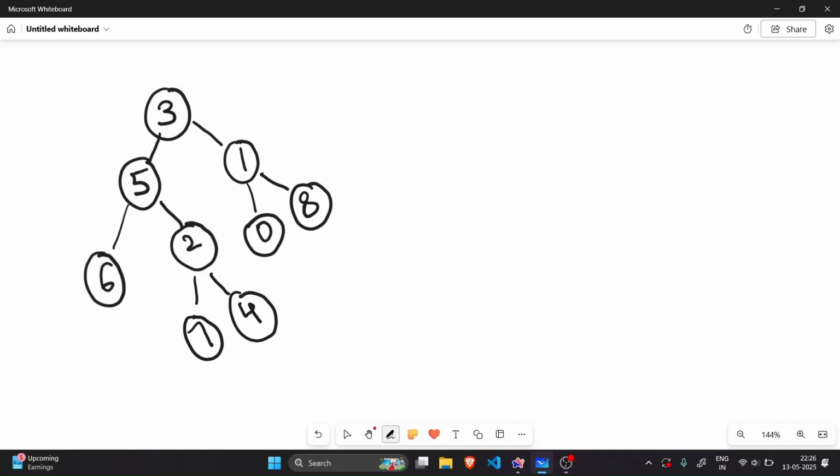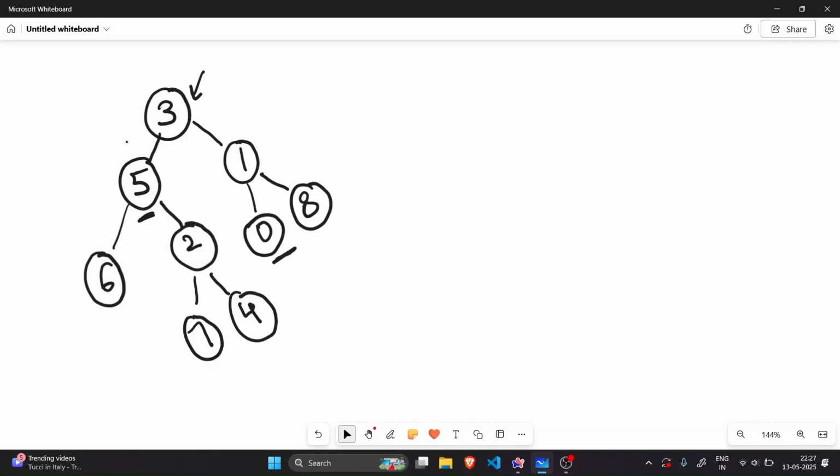Let's consider 6 and 4, these two nodes. For these nodes, the lowest common ancestor would be 5. If we consider all of the ancestors for this node, it would be 5 and 3, but the lowest common one would be 5. Similarly, if we consider 0 and 5, for these nodes the lowest common ancestor will be 3, because 3 is the ancestor for 5 and 3 is also an ancestor for 0.